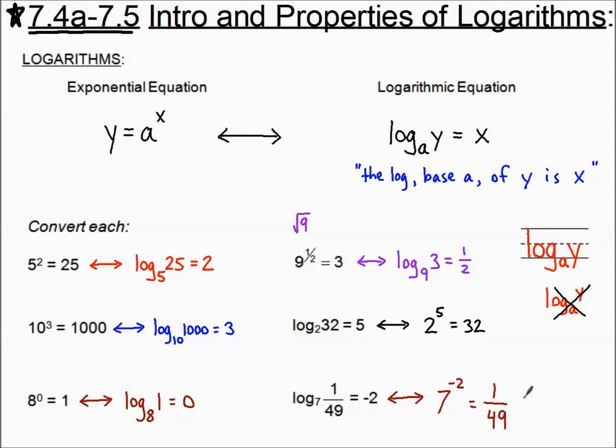So I wanted to remind you of a couple things about exponents. Rational exponents mean radicals, and negative exponents mean fractions or reciprocals.